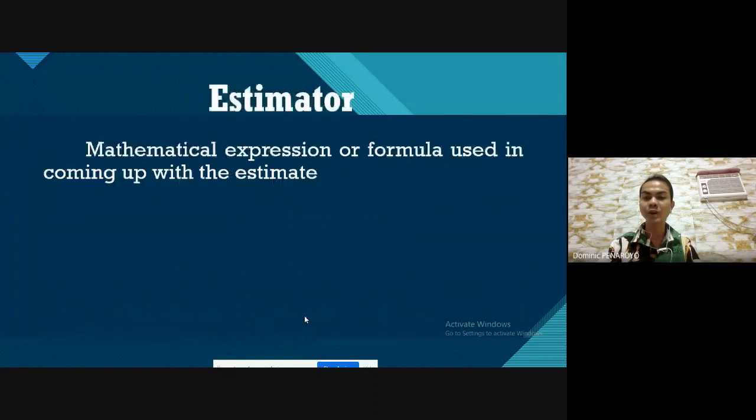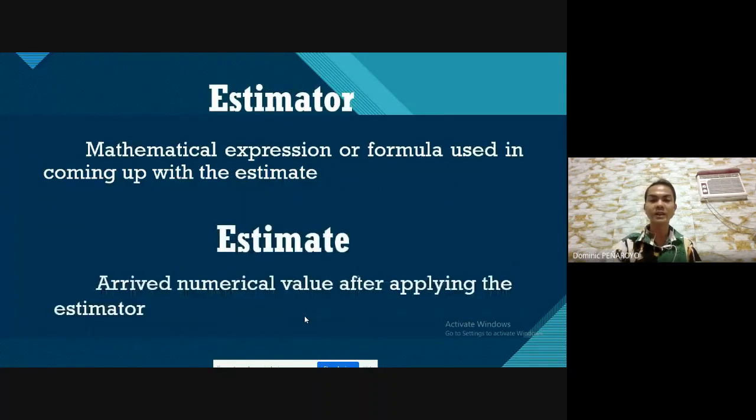All right. So we also have here what we call the estimator and the estimate. An estimator is a mathematical expression or formula used in coming up with the estimate. An estimate is the numerical value arrived at after applying the estimator.